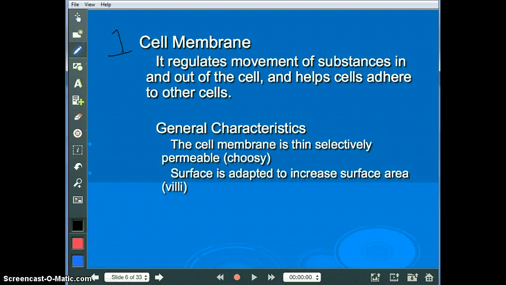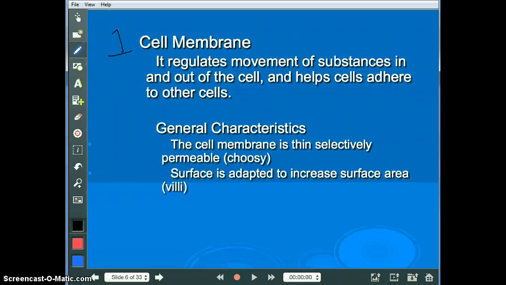But if we take a look at our first thing, I told you that they're going to contain at least 3 parts: the cell membrane, the cytoplasm, which is going to contain all the organelles, and then the nucleus. Those are the 3 parts that all of them have, or at least had at one point. Now, the job of the cell membrane is to help regulate movement of materials into and out of the cell.